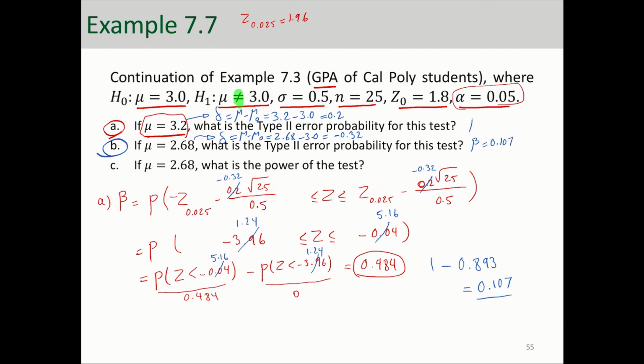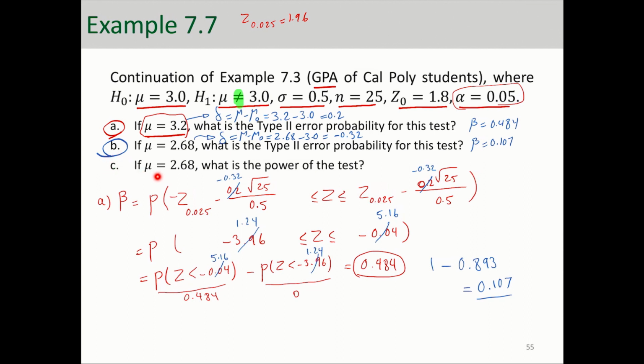0.107, while for part A, beta was 0.484. So beta went down if the true population mean is 2.68. And that makes sense because if the true population mean is way less than what we are hypothesizing, there is less chance that we make an error, because our sample is going to represent that, and that's why beta went down.